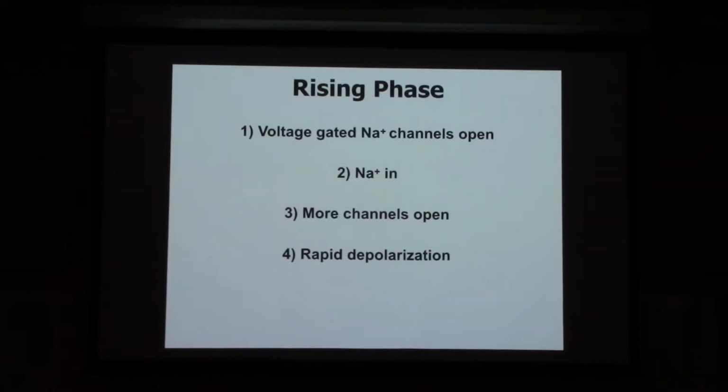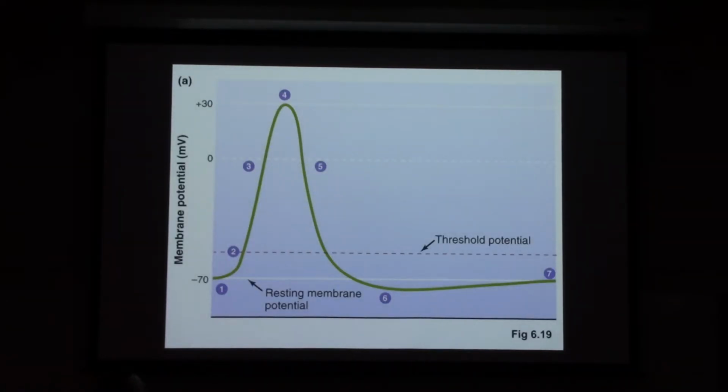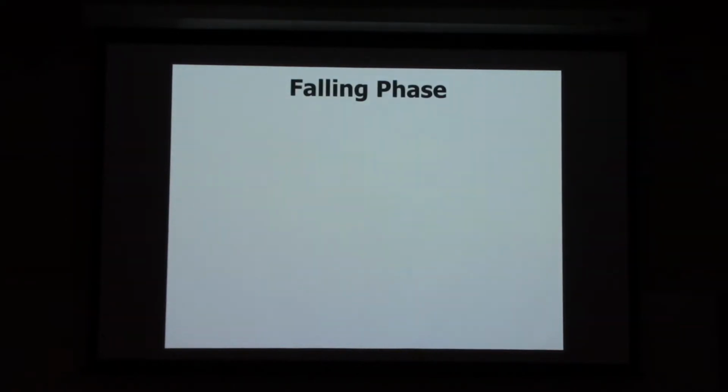All right, let's look at our graph. So we're at the rising phase. We had sodium come in, triggers these voltage-gated sodium channels to open, which causes more channels to open, more channels. All the sodium rushes in. You've got all this flow of positive particles into the cell. It causes this rapid depolarization in this one area of the axon. Okay. All right, we're now ready for the falling phase.